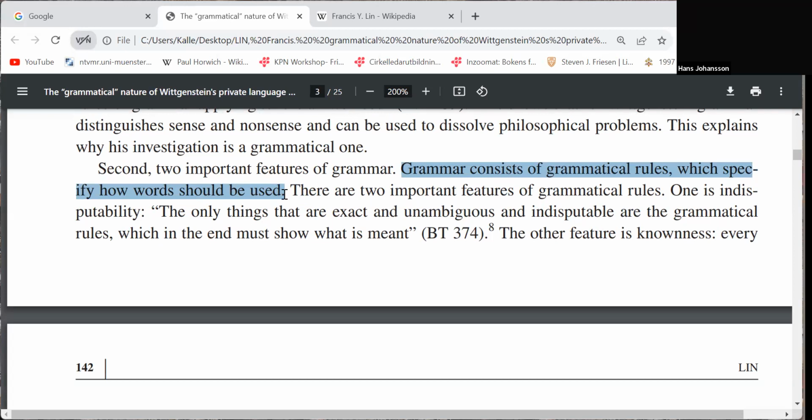There are two important features of grammatical rules. And listen up very carefully. I will say this only once. One is indisputability. The only things that are exact and unambiguous and indisputable are the grammatical rules, which in the end must show what is meant.